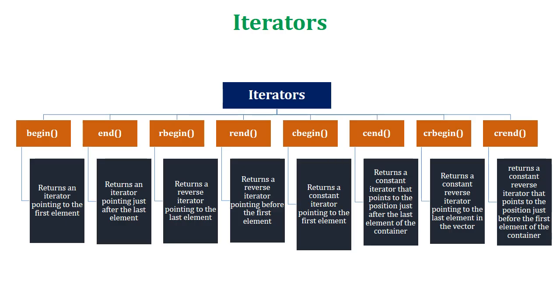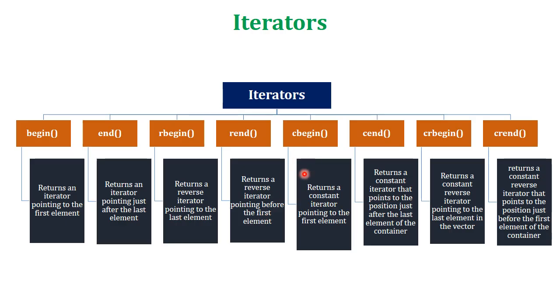First function, begin. It will return the iterator pointing to the first element. And next one is end. It will return the iterator pointing to after the last element. And next one is rbegin. It will return the reverse iterator pointing to the last element. And next one is rend. It will return the reverse iterator that points to before the first element.